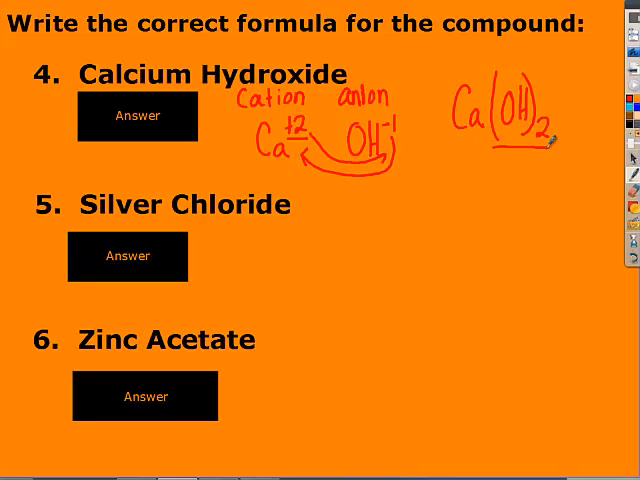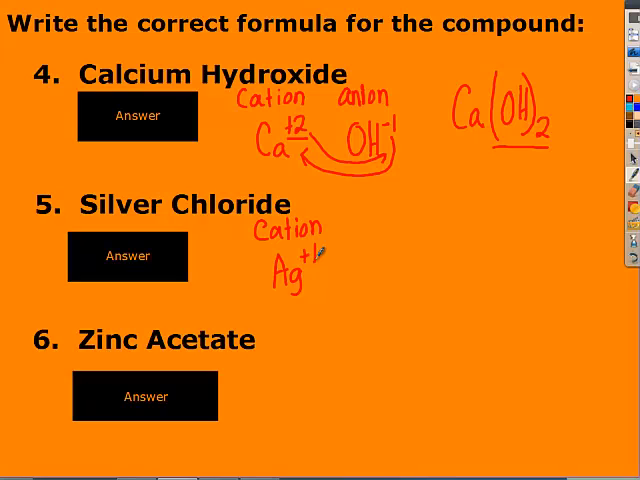Next, I have silver chloride here. My cation will be silver, Ag. Now, if you look for Ag, that is actually number 47. It looks like it doesn't have a charge, but it does. This one has a specific charge that never changes. Silver's charge is always positive 1. So let's put a positive 1 there. Boom.